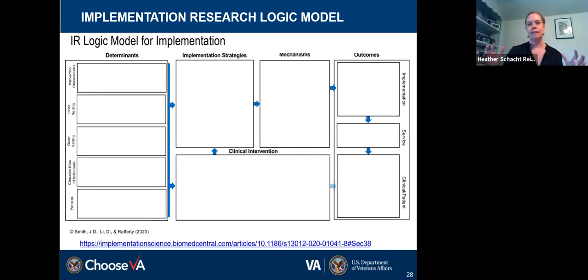And so this is that logic model. It starts over here, although Dr. Smith will really emphasize that for the determinants, you could use different types of models, implementation models or frameworks, but this one uses CFIR for determinants or barriers and facilitators, moves through implementation strategies, mechanisms, outcomes. Here's where the clinical intervention is explained. And then I did put the link there if you guys are interested in that.